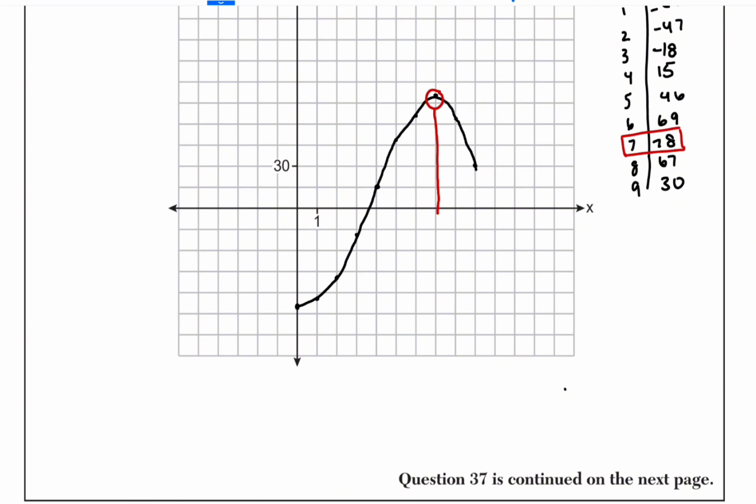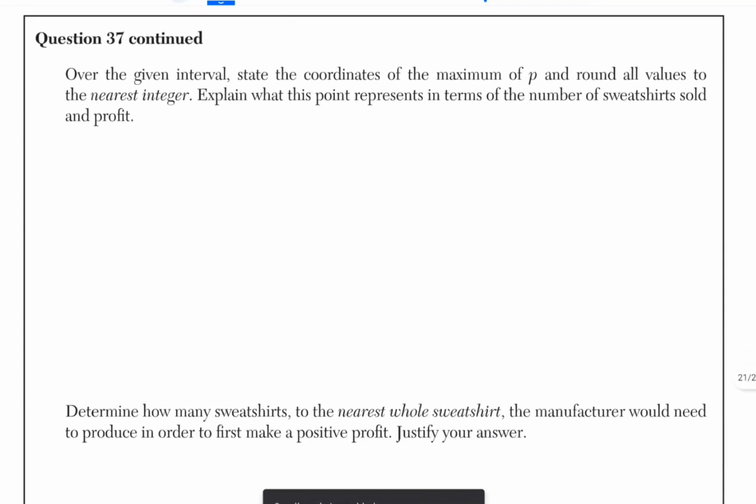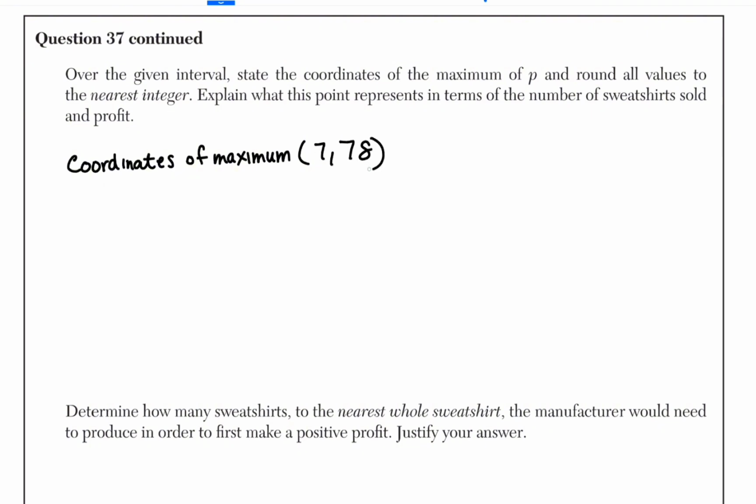Right? So, because this is when it's rounded. This answer is when it's rounded. So the calculator did the rounding for us. So we go back to our question and we say that the coordinates of maximum are 7, 78, and we explain it.